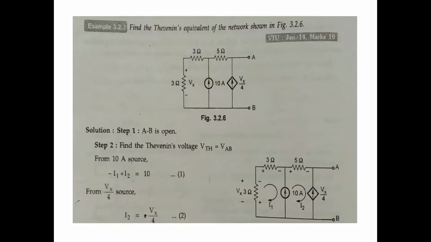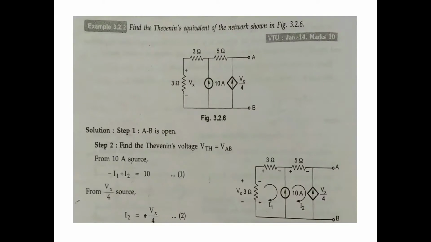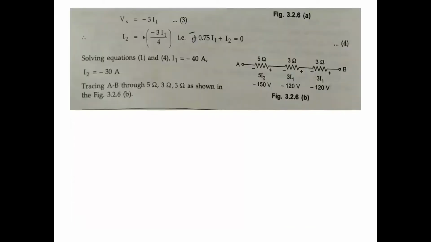This is equation number 1. From Vx by 4, I2 equals Vx by 4. This is equation number 2. What is Vx? Vx is nothing but 3I1. So 3I1 by 4, minus 3I1, that is minus 3I1 by 4. 3 by 4 is 0.75, so minus 0.75 I1 plus I2 equals 0.